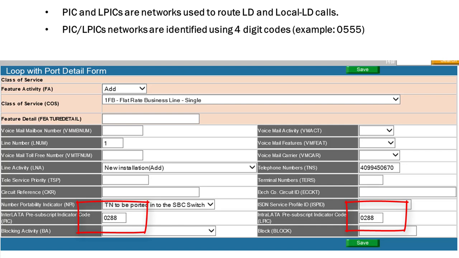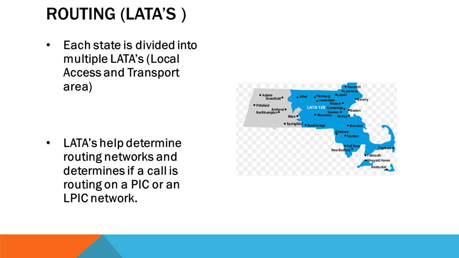So going back to our slide here, if we're going to make a call and we're in Cambridge and we're going to make a call past LATA lines to Pittsfield, what kind of call is that? Correct, that's a long distance call. And that is going to be routed on the PIC network because it's traveling past LATA lines.